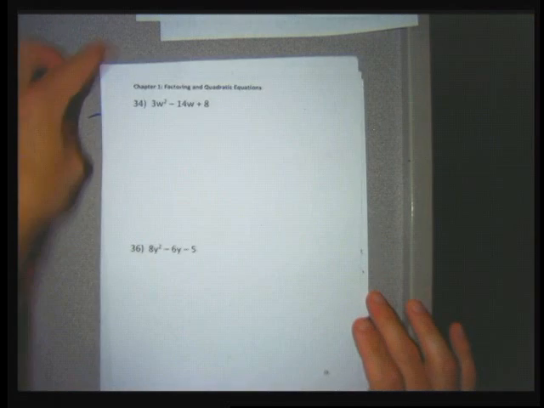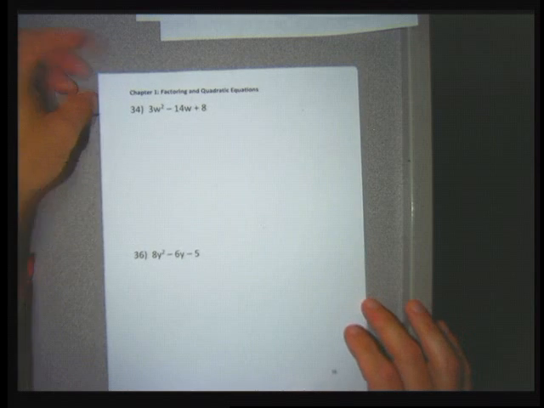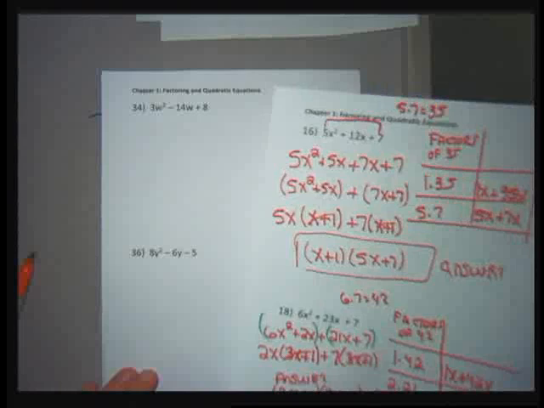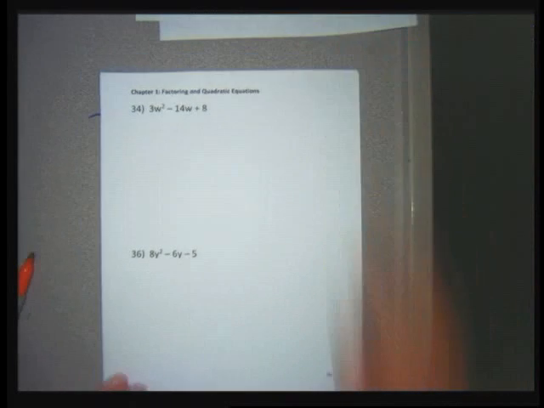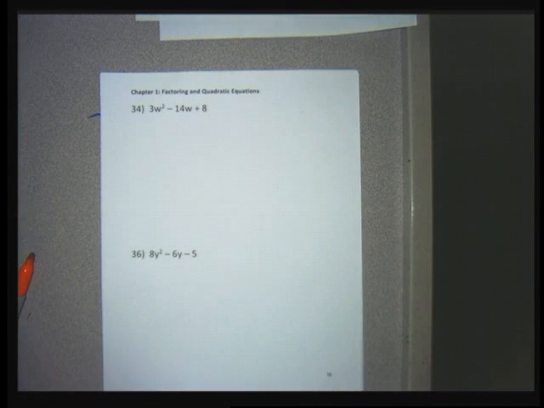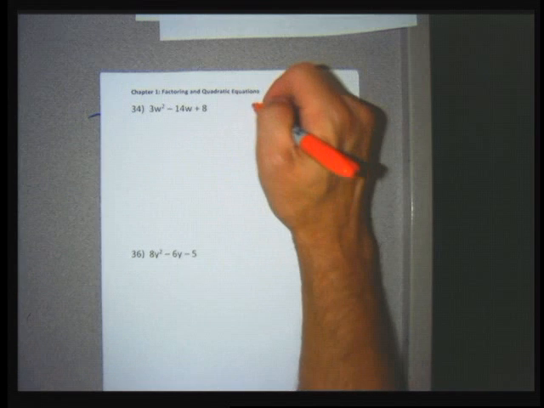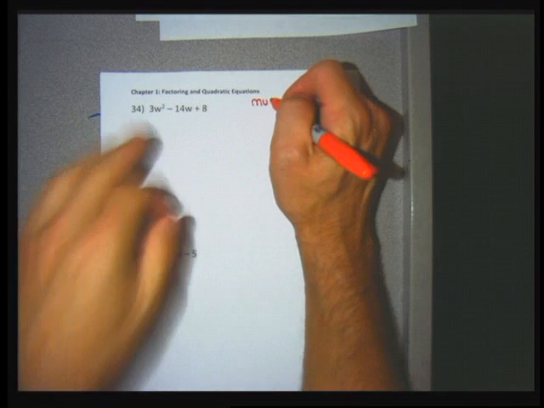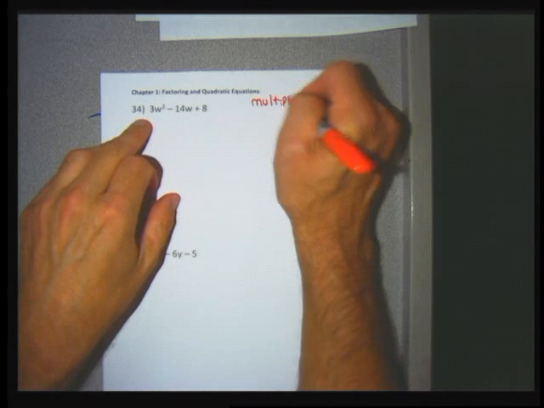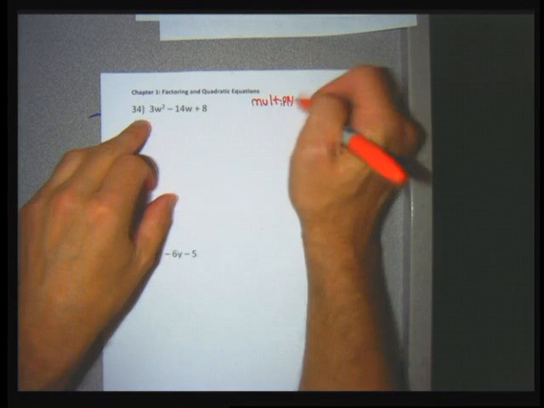All right, moving on to 34, and I don't think 34 is like any of the problems. That's just a whole newbie problem as near as I can tell. So I'll treat it as a newbie. And first I'm going to do multiply. So anytime there's a number in front of the squared term, you can use bottoms up. First step is to multiply.